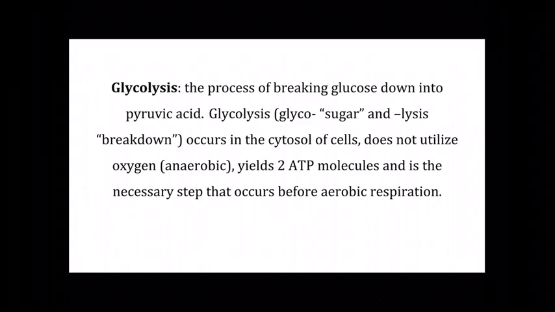Glycolysis is that process of breaking glucose down into pyruvic acid anaerobically. So we'll take a look at this, but when we looked at the 3 parts of cellular respiration, glycolysis is the first of those 3 parts. So glycolysis is the anaerobic respiration part of things. It is the first step to cellular respiration, and it is a required step that needs to happen before the Krebs cycle and the electron transport chain can happen.